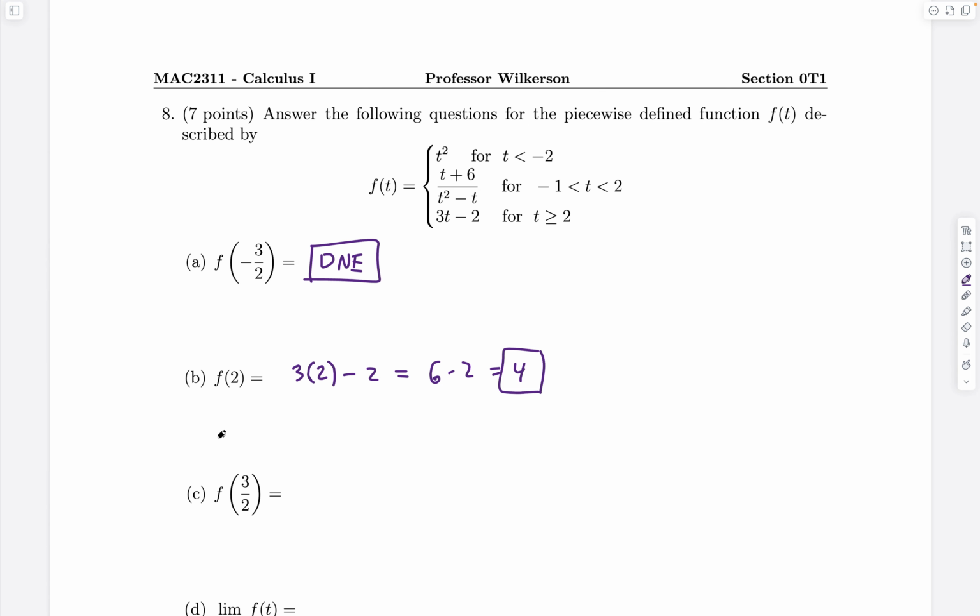Okay, so you can see we're starting to find some y values here. The y value at -3/2 didn't exist. The y value at 2 was 4. What about the y value at 3/2, or +1.5? Well, that would fit into our middle expression, because 1.5 lies between -1 and 2. And so we'd plug that in. We'd get 3/2 plus 6 over 3/2 squared minus 3/2.